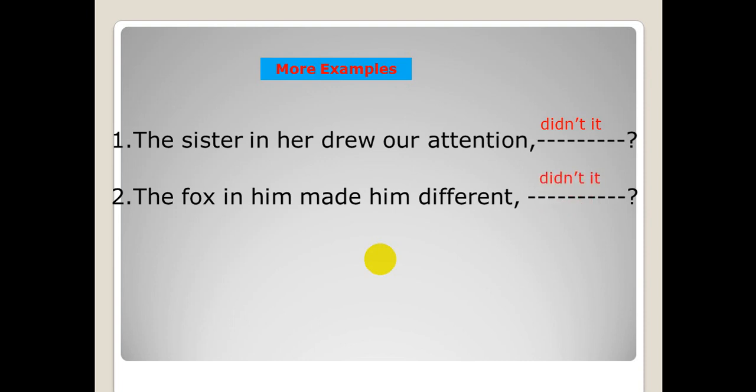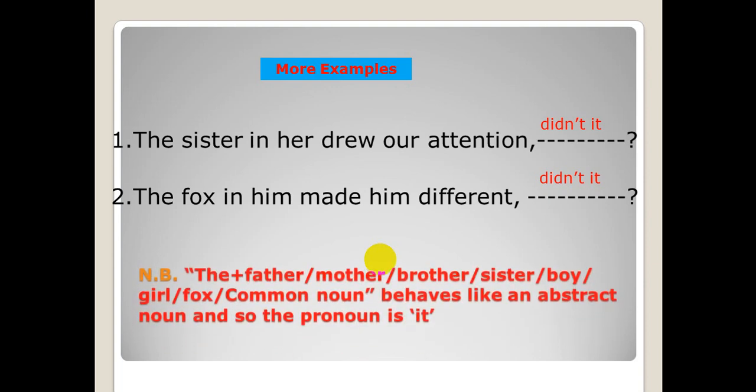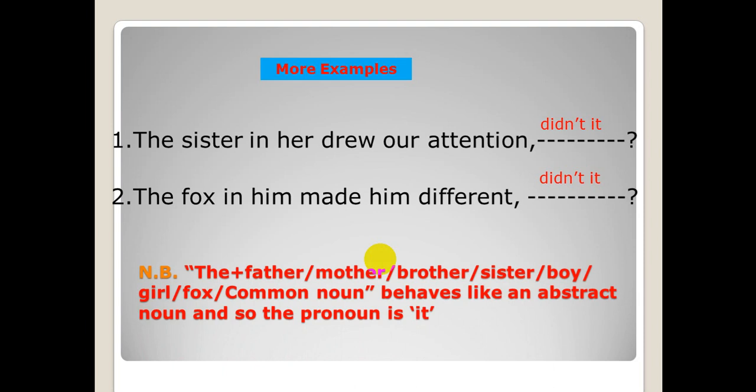It's a question: didn't it? The fox in him made him indifferent. I think you have understood so far, but you are confused about the pronoun of the tag question, and this is why. So the sister and the fox: the plus father oblique, mother oblique, brother oblique, sister oblique, boy oblique, girl oblique, fox oblique common noun behaves like an abstract noun, so the pronoun is it.